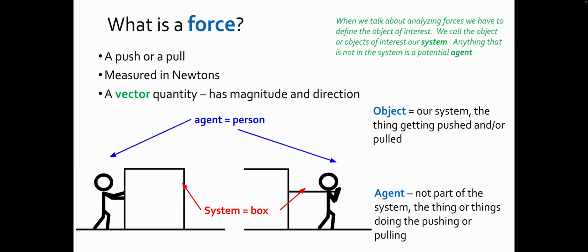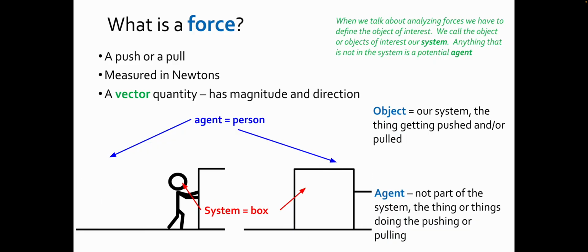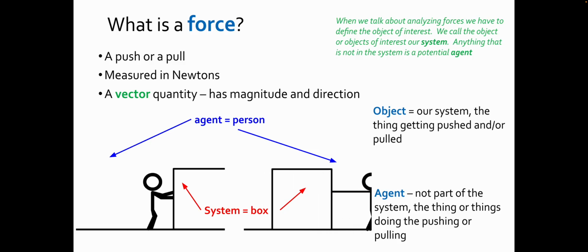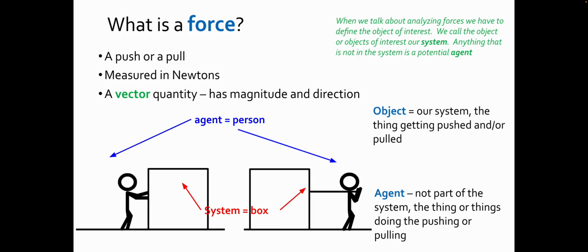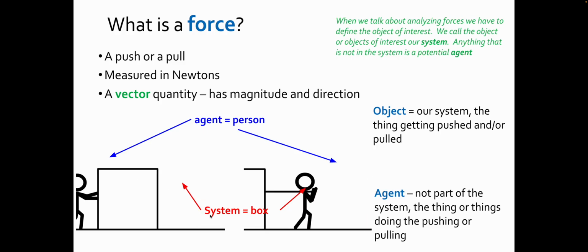Those are two different things. You are the system, but the floor is pushing up on you. That's an agent pushing on you. And then you experience a net force. You accelerate in a specific direction. So it's super important that we keep track of what is the system and who are the agents.